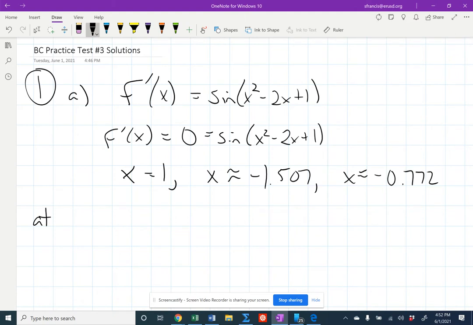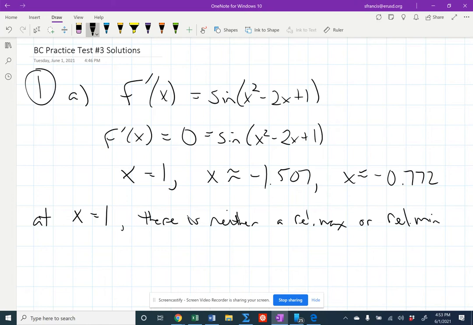Let's start with x equals 1. There is neither a relative max nor a relative min, because f prime is positive before x equals 1 and f prime is positive after x equals 1.